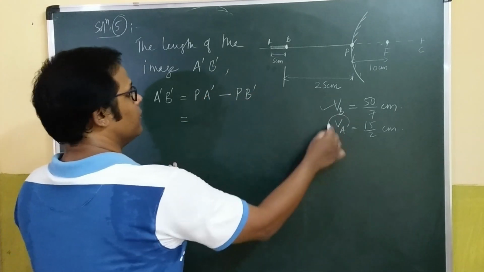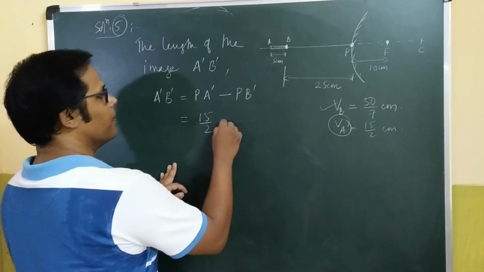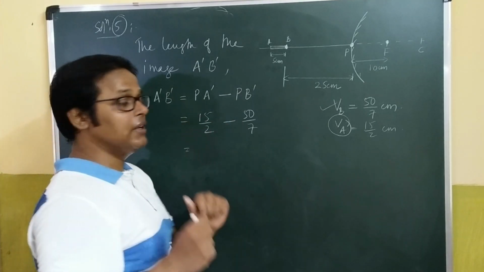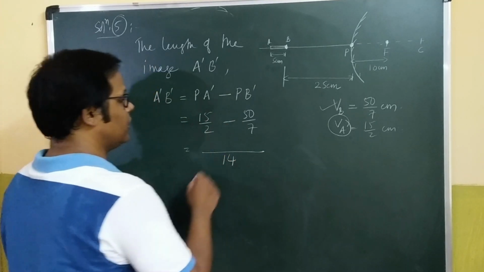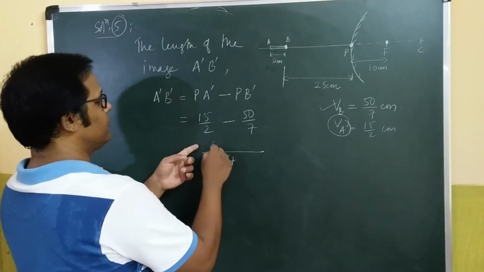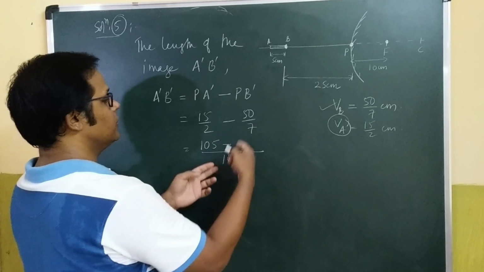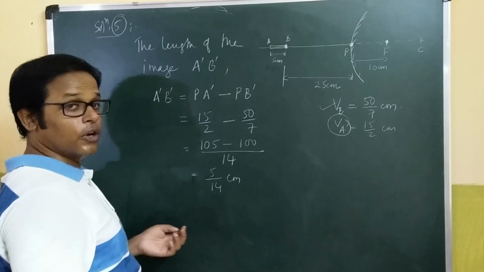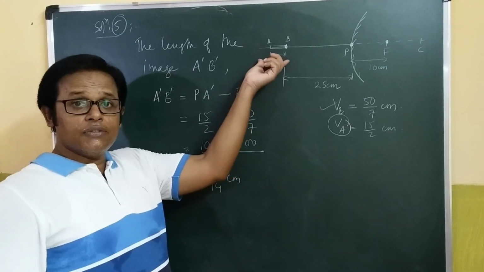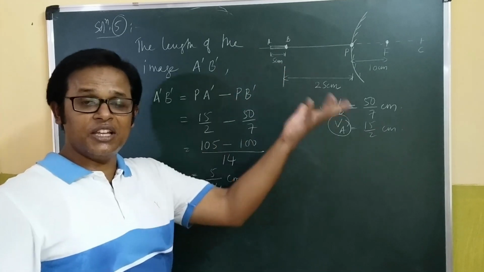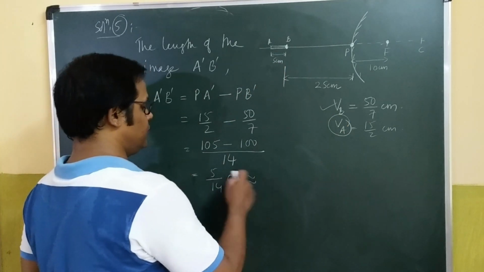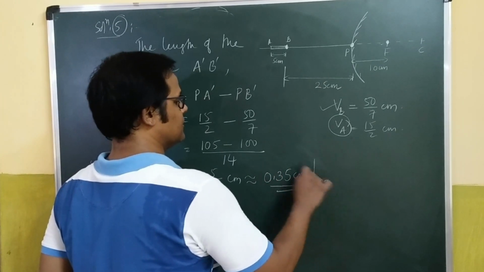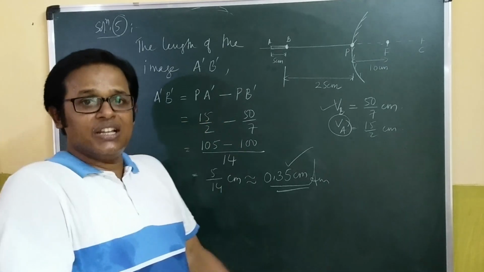I mean to say, this is the one, 15 by 2 minus 50 by 7. Just subtract the distances, you will find the length of the image. So this is 14. So you get 7 5s, and this is 105, this is 100. So you're going to get the length to be only 5 by 14 centimeters. So the original length of this object was 5 centimeters, but the image is only roughly 0.35 centimeters. It got highly diminished linearly.